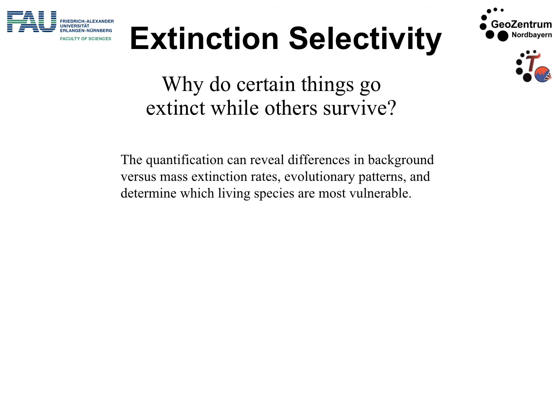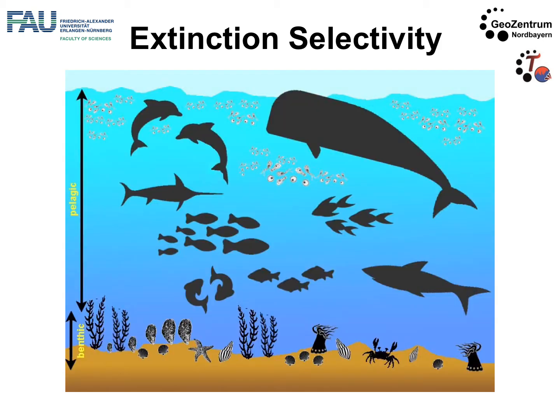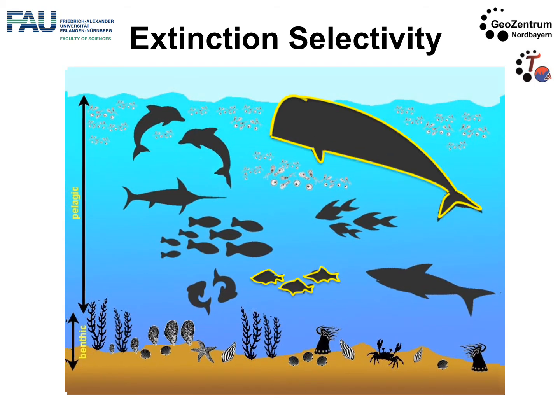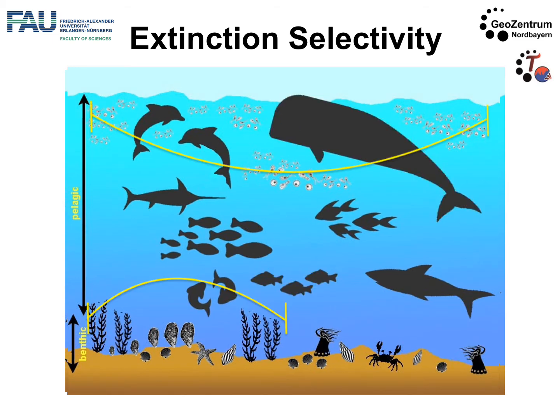Its quantification can help us understand diversity dynamics during background and mass extinction intervals and predict which taxa are most at risk today. Extinction selectivity is generally measured on ecological and physiological traits, such as whether a taxon is benthic or epibenthic, large-bodied or small-bodied, has a wide geographic range or a narrow geographic range. In my project, I am assessing geographic range and body size.